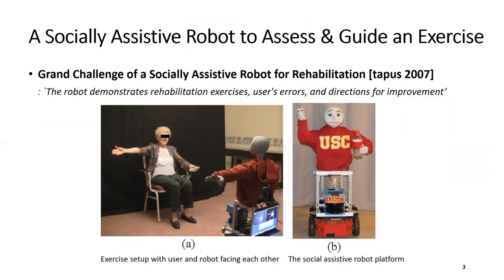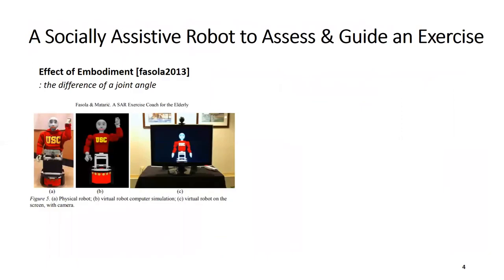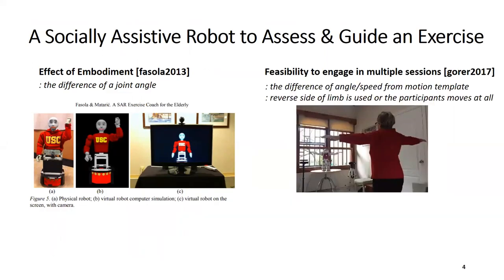To address these problems, researchers have explored the potential of a socially assisted robot that can replicate the role of the therapists by demonstrating an exercise and providing corrective feedback for improvement. Prior work demonstrates the benefit of having physical robot embodiments, and the feasibility that elderly people can engage in multiple exercise sessions with the robots.